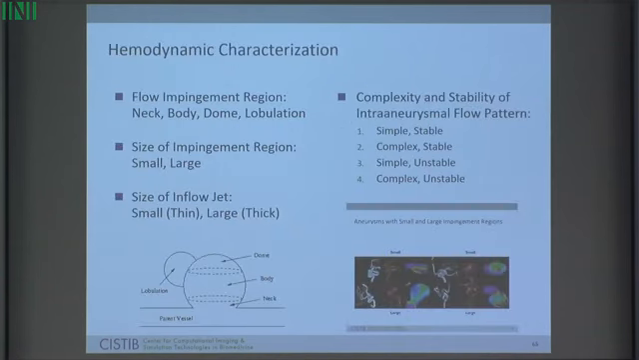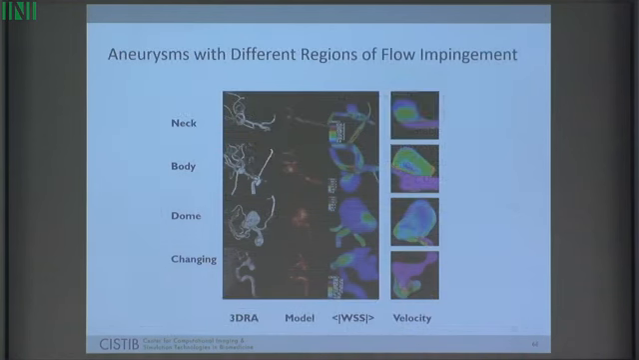So we looked into a number of flow parameters, which I'll save you from going into in detail, but there are things like the flow impingement region, whether it's in the neck, body, dome, or lobulation. The size of the impingement region: is it pointy or a gentle, wide flow? The size of the inflow jet through the neck: is it small and thin or large and thick? And the type or complexity of the flow. In fact, you have sequences, because this is the flow over the full cardiac cycle, and there is information that comes through the cycle rather than a static value.